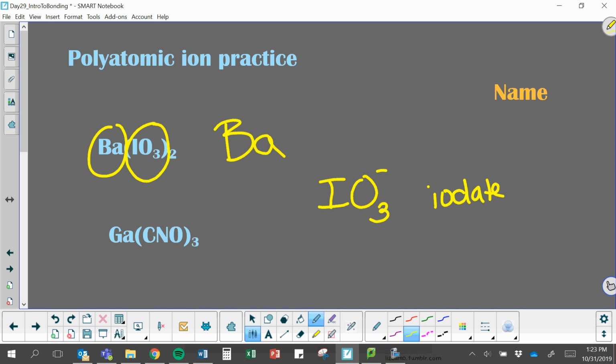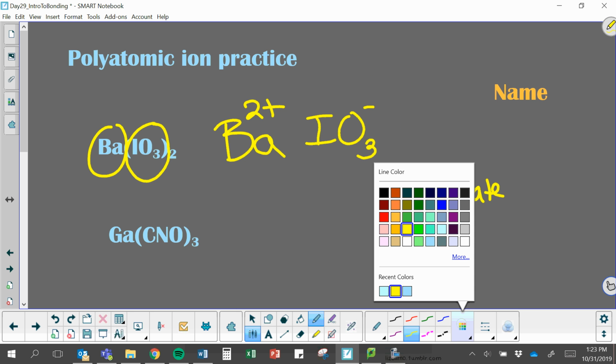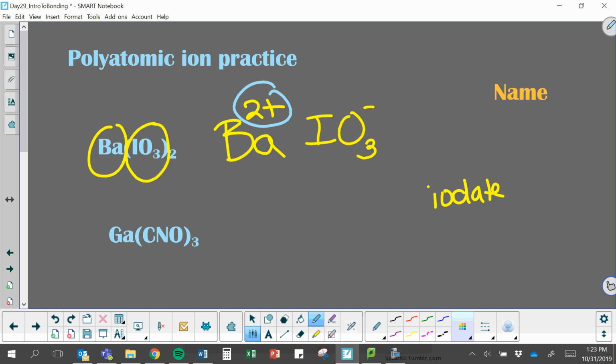But barium has a charge, so what charge is the barium ion? +2. So we still do swap and drop, just now we're swapping this 2 and this 1. But this 2 doesn't just affect the oxygen, it affects the whole thing, so that's why we have to put parentheses around our 2 out here. Does that make sense? So this is saying we have 1 barium and we have 2 iodates.